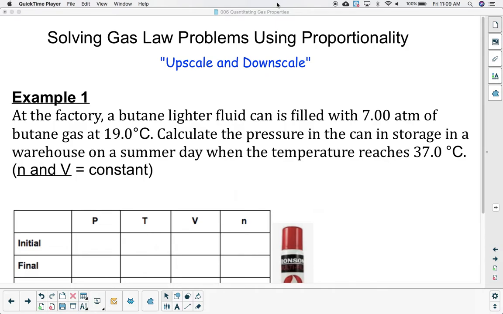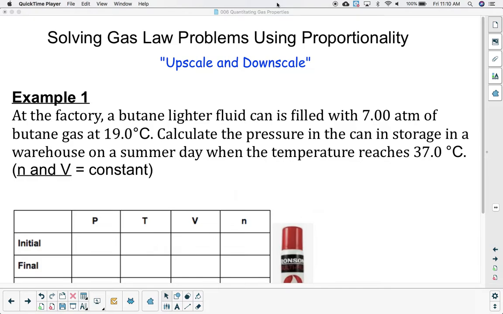In class, we started to take a look at how we can use the idea of direct and inverse proportionality to make quantitative predictions of what's going to happen to the pressure. Now what we want to do is give you a tool that will help you organize your thought process a little bit when you have to solve problems like this.